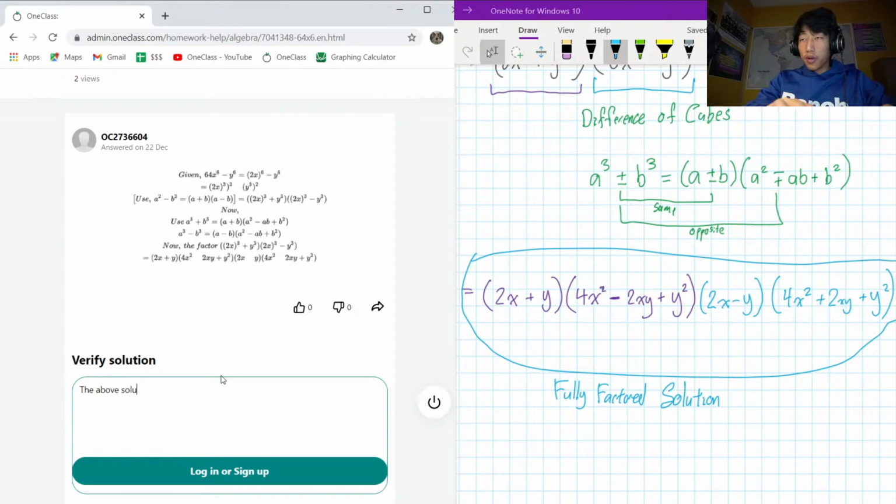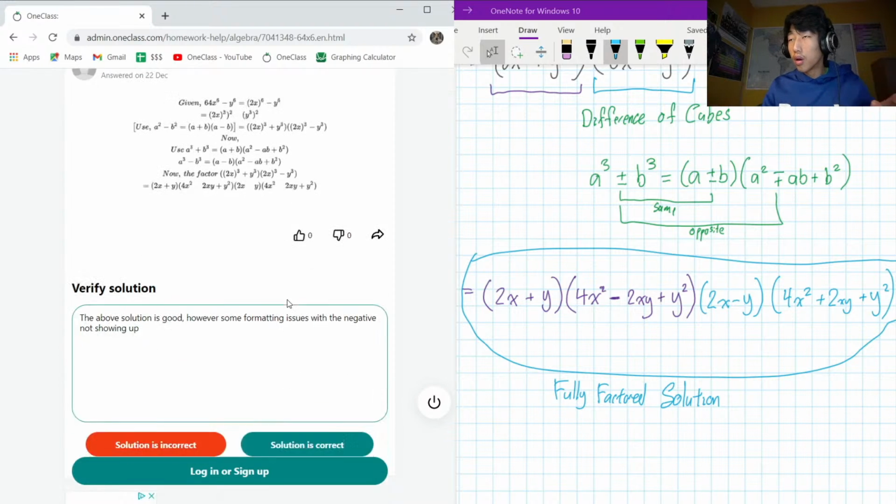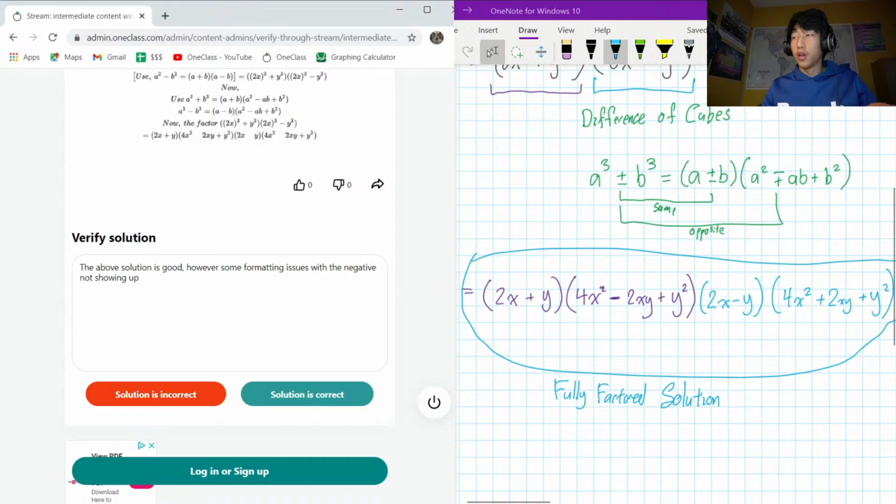The above solution, however, has some issues with the negative not showing up. Cool.